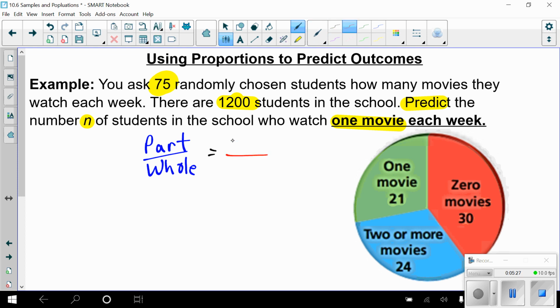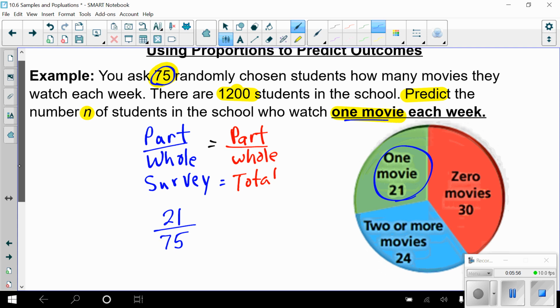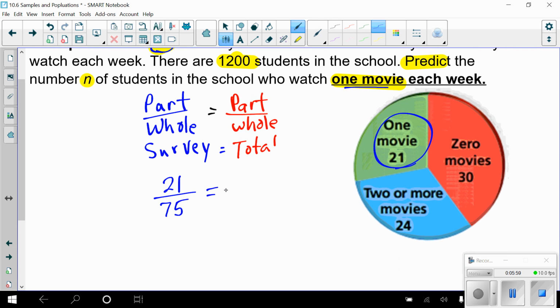And we have two sets of information. The first fraction of your proportion is going to be about the survey, and the other one is going to represent the total in your school. On this first survey, we asked 75, that's our whole, and we're looking for one movie. That would be 21 out of 75 who said that they watched one movie. On the other section, there's 1,200 students in the school. We're trying to figure out the unknown number, N, who watched one movie. So we have our proportion set up.